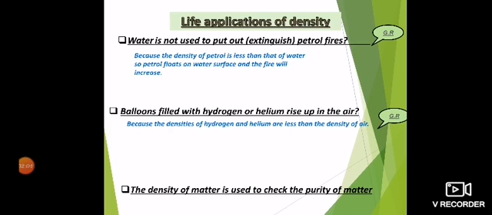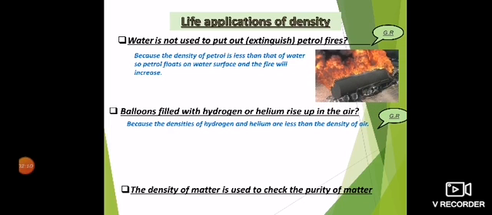We have a life application on the density. First one, water is not used to put out petrol fires because the density of petrol is less than the density of water, so the petrol floats on the water and the fire will spread. Number two, balloons filled with hydrogen or helium rise up in the air because the density of hydrogen and helium are less than the density of air.